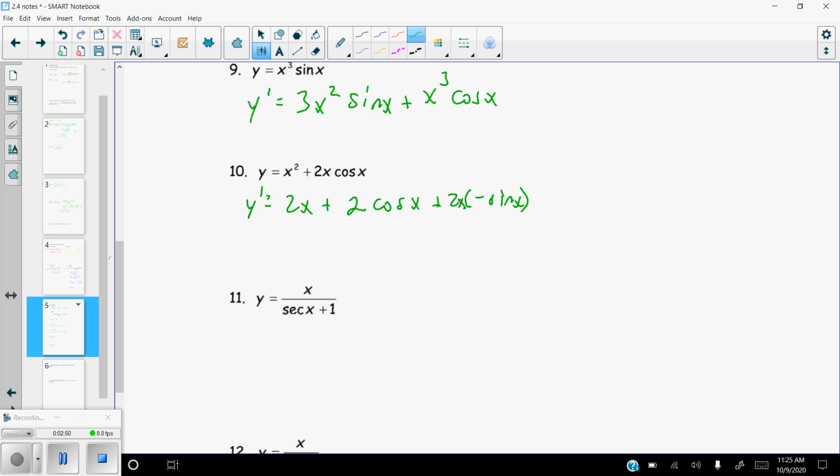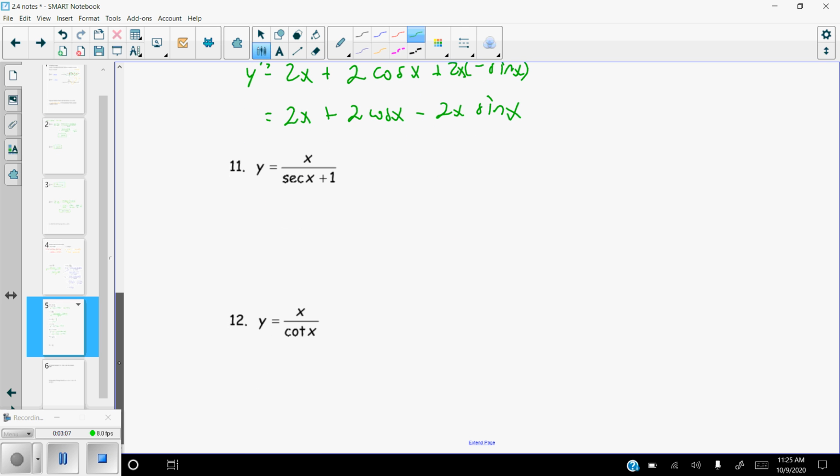Only thing I'm going to do now is, like I said, I am just going to clean this up a little bit by moving that negative sign out to the front of the 2x. And yes, you could factor out a 2, but again, no reason to do so right now.